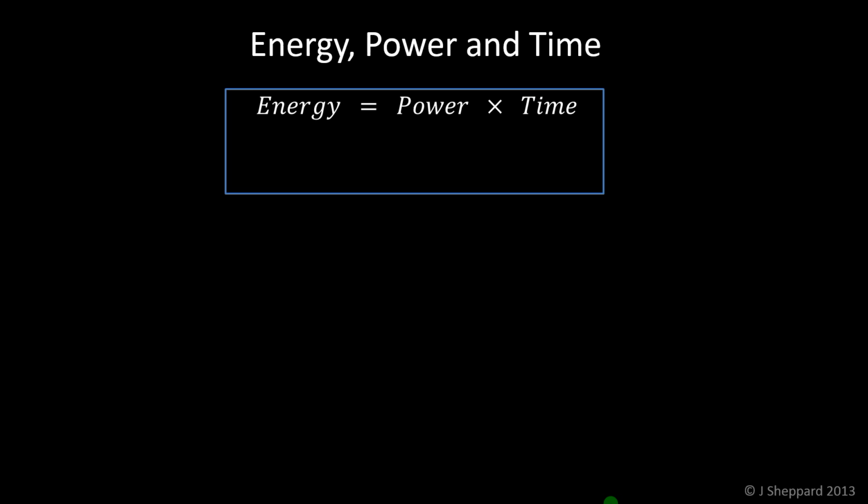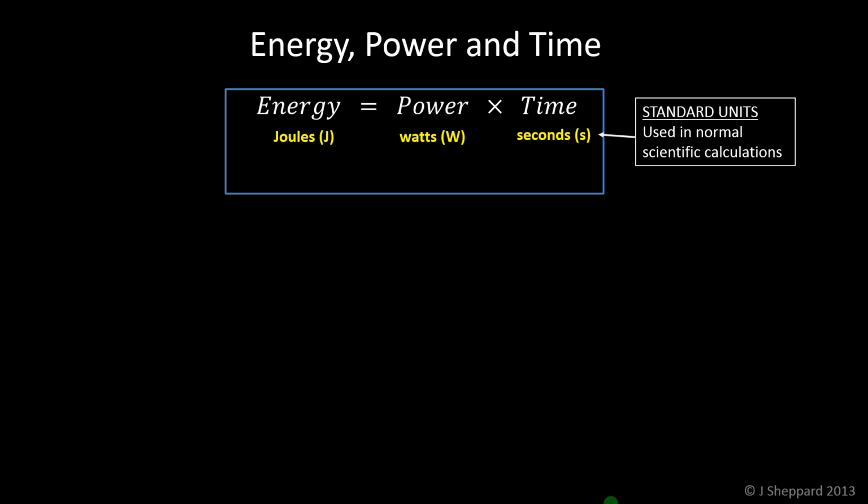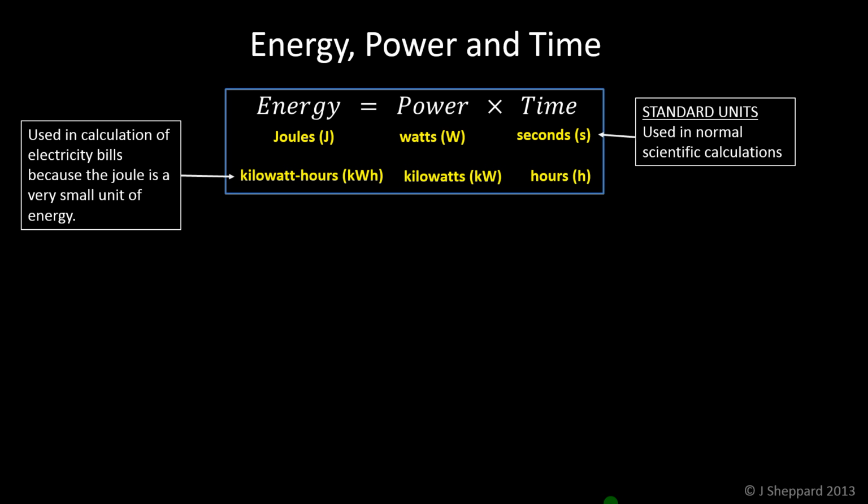Now the tricky part here is that the equation is energy equals power times time, it's on the formula sheet, but there are two sets of units. So there's joules for energy, watts for power and seconds for time. Those are the standard scientific units that you use in normal scientific calculations. But because the joule is such a tiny unit of energy, there's also a set of units that electricity companies use, so that you don't end up getting charged for billions and billions of joules on your electricity bill. You get a manageable number if you use these units instead.